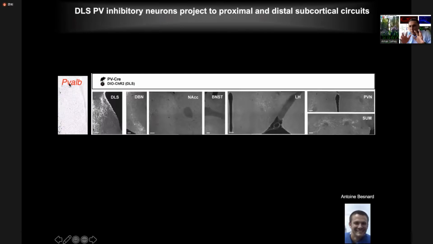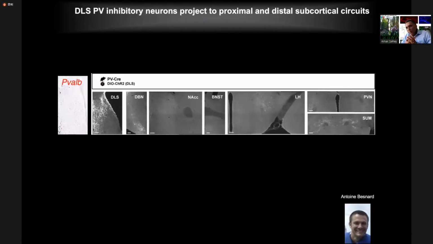The distribution is very, very sparse, and these PV cells in the DLS project both locally within the DLS, as well as have these long-range projections to the BNST, the lateral hypothalamus, these beautiful termination zones in the supramammillary nuclei.